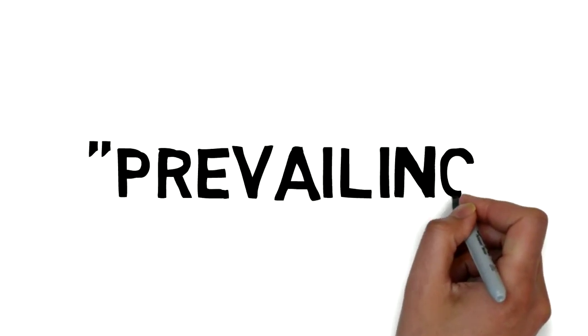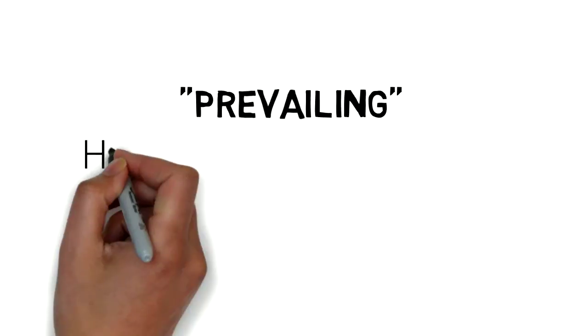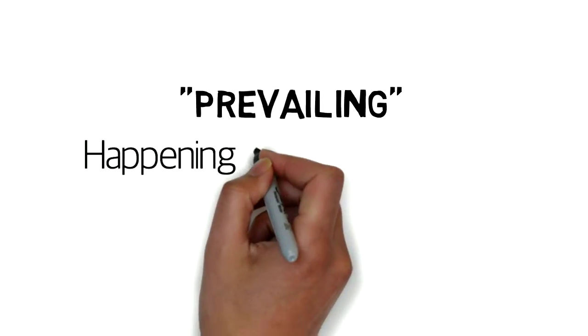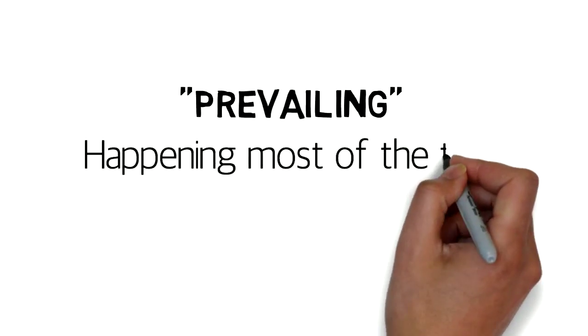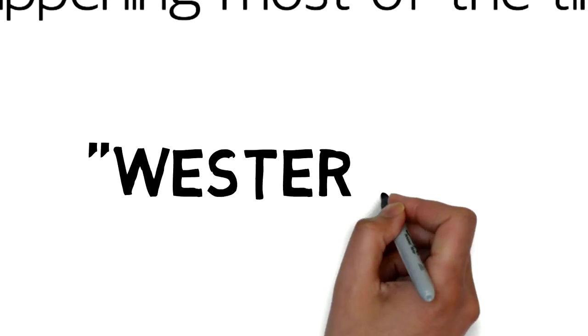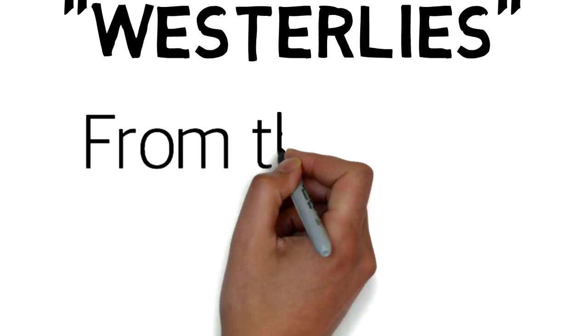Prevailing westerlies. Alright, so prevailing means happening most of the time. So in Canada, we commonly experience winds moving generally from the west to the east. So westerlies means coming from the west. The westerlies moving from the west towards the east.